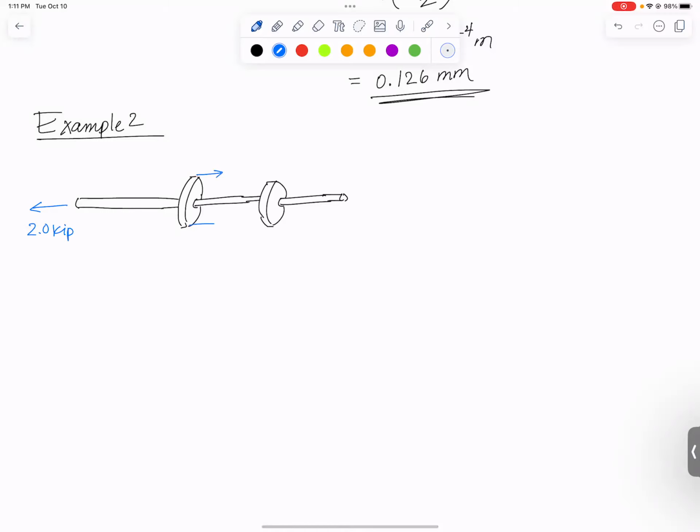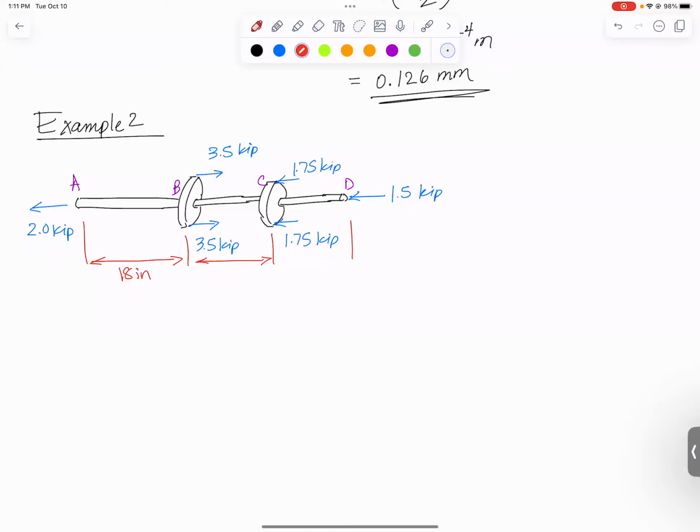Then here at this first wheel, it's got a pair of 3.5 kip forces to the right. At the next wheel, it's got a pair of 1.75 kip forces to the left. And then finally at the end, it's got a 1.5 kip force to the left. The letters here, they call this A, B, C, and D. And we need some dimensions. The distance from A to B is 18 inches. The distance from B to C is 12 inches. And the distance from C to D is 16 inches.